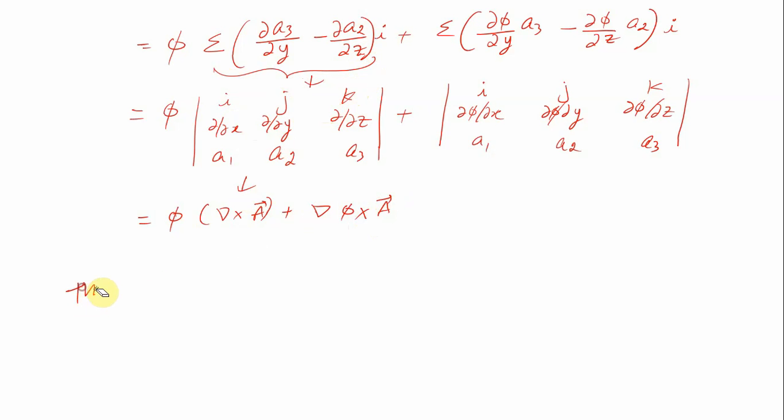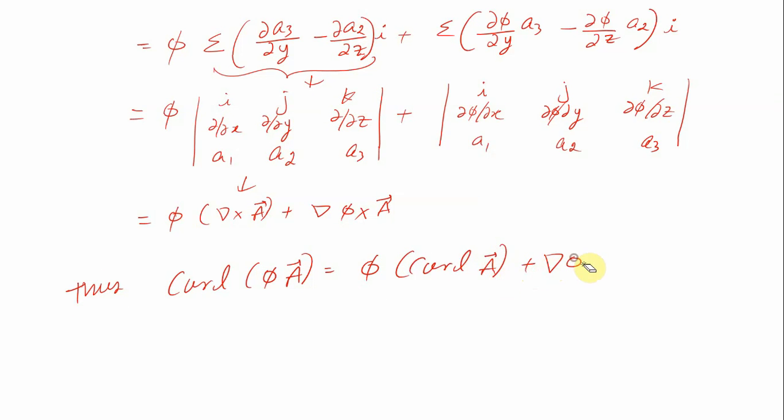So thus what have we calculated? This property: curl of phi a bar is equal to phi curl a bar plus del phi cross a bar. This is the proof, friends. Practice this again and again, definitely you will get the answer. Or in the reverse way also you can proceed.